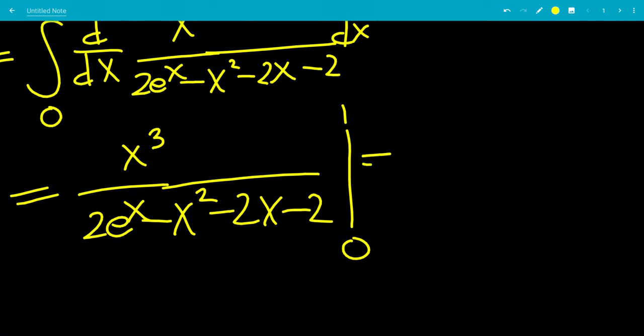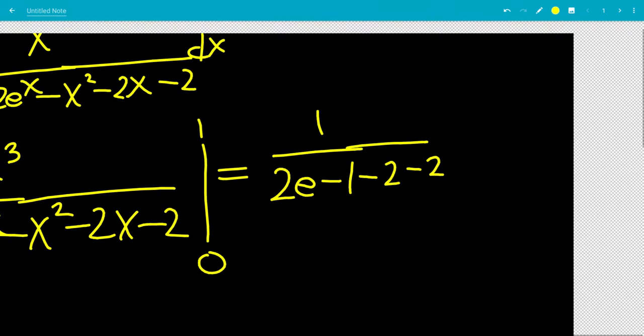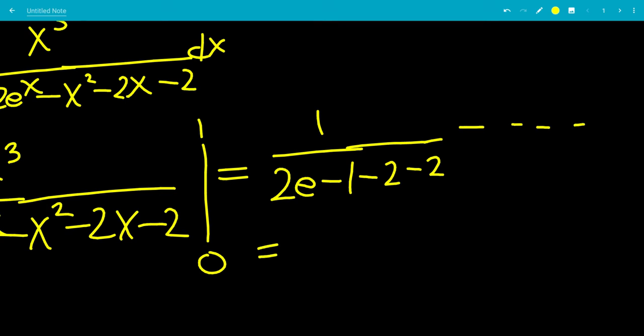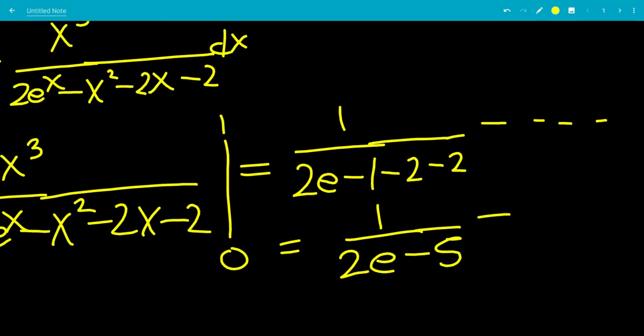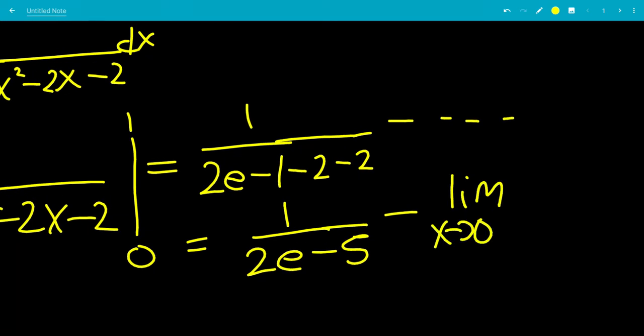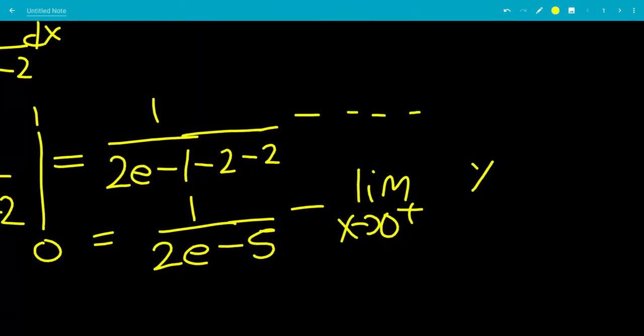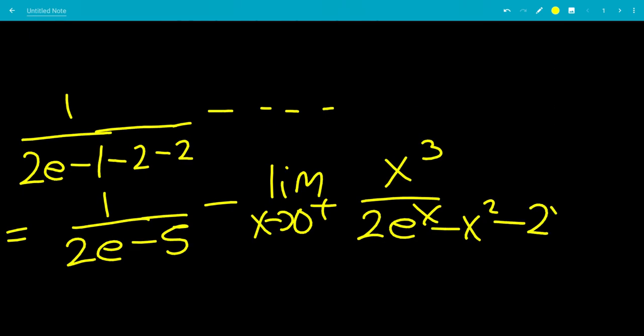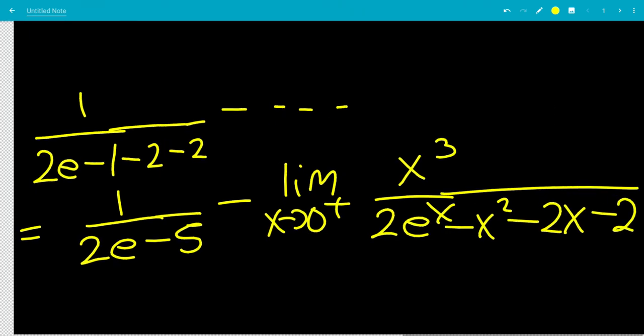Okay, really good. We're going to plug in the 1 first, so this will be 1 over 2e minus 1 minus 2 minus 2. Let's do the evaluation of this first part because it's easier. This will be 1 over 2e minus 1 minus 2 is minus 3, minus 2 is minus 5. So we have 1 over 2e minus 5. Then we have minus the limit, as x goes to 0 from the right, of x cubed all over 2e to the x minus x squared minus 2x minus 2.